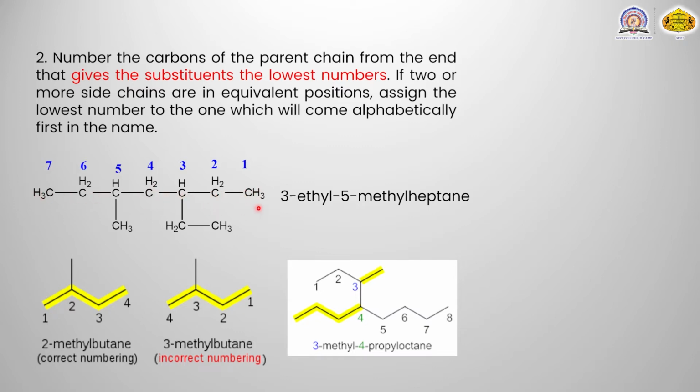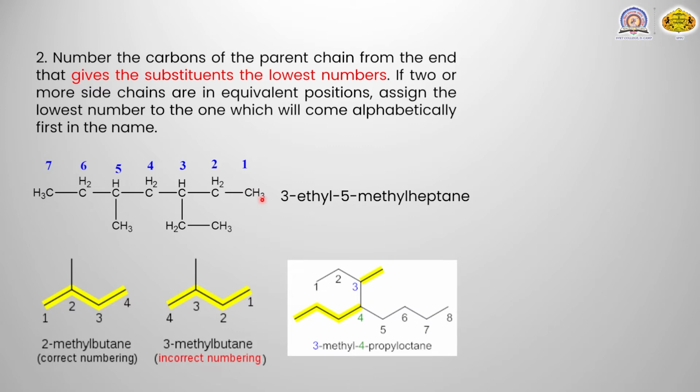If there is more than one substituent on the parent chain, for example in this case we have a methyl group as a substituent and an ethyl group as a substituent, then we have to apply the second rule, which explains the position numbers of the substituted groups. If there are two substituents, for example, we can give the numbering from this side, 1, 2, 3, 4, 5, 6, 7. So numbering can be in either direction.